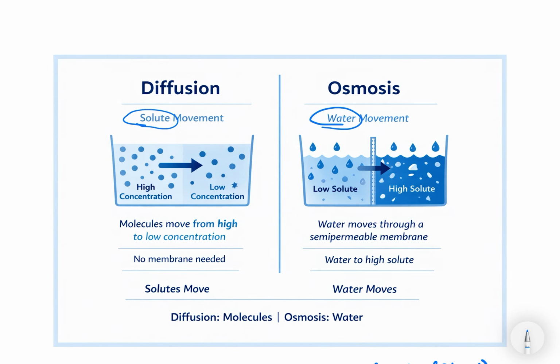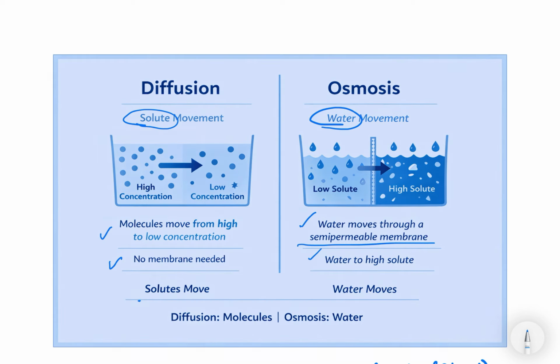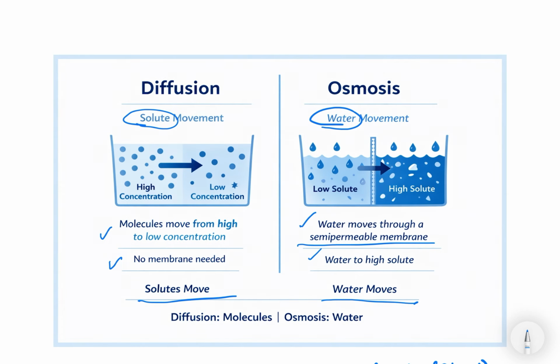So molecules moving from high to low concentration is diffusion, and water movement through a semi-permeable membrane, from a low solute to a high solute concentration, is osmosis. Here no membrane is needed in diffusion, and in osmosis a semi-permeable membrane is needed. Here the solutes move and here the water moves. So diffusion is based on molecules and osmosis is based on water.